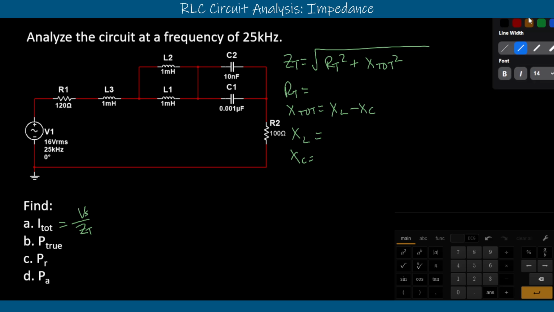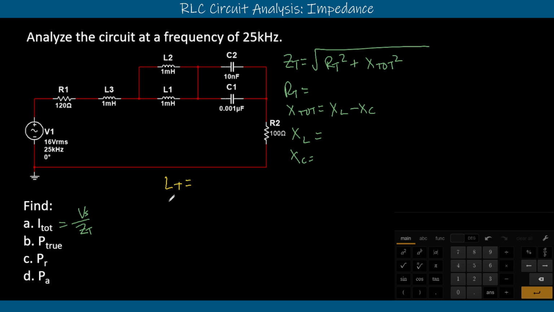We don't have either of those XL or XC, so we need XL and we need XC. Right, but before we can do XL and XC, we actually need to solve for our total capacitor and inductor values. And so we need to find LT and CT. So we're going to start with those two first, as well as our total resistance, and then we can plug in as we go and solve for our total reactance. And that's going to get us the ability to plug into our Ohm's law over here. All right, so let's start with that.